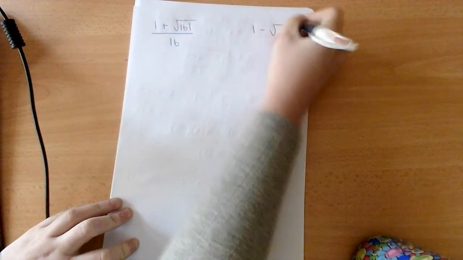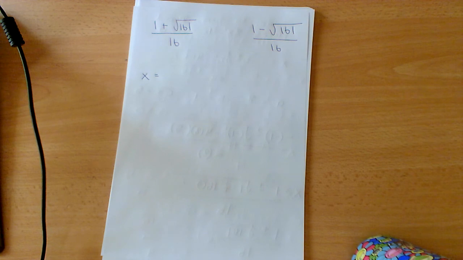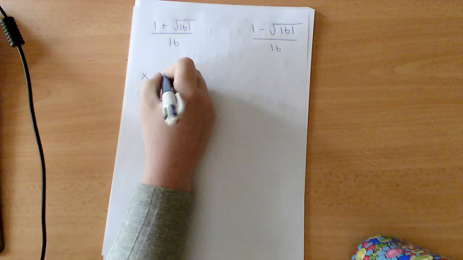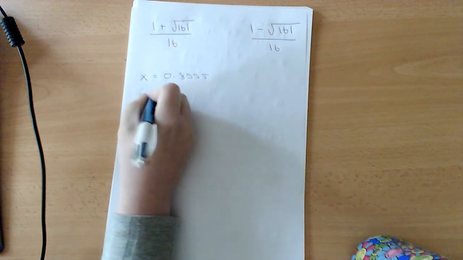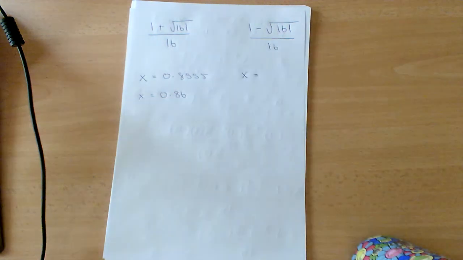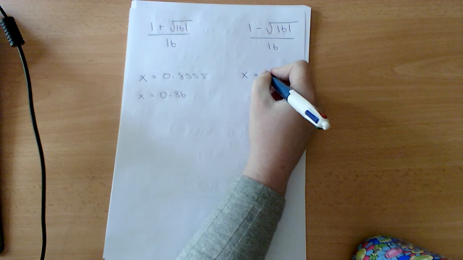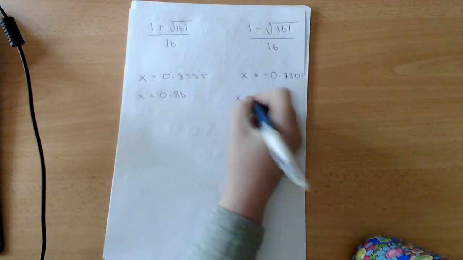So I have x is equal to, I need to put that into the calculator, so 1 plus the square root of 161 divided by 16, and it asked me to do 2 decimal places, so I have x is equal to 0.8555, so x is equal to 0.86. And I need to do this one over here, so I have 1 minus the square root of 161 divided by 16, and I'll get x is equal to minus 0.7305, and to 2 decimal places, x is equal to minus 0.73.